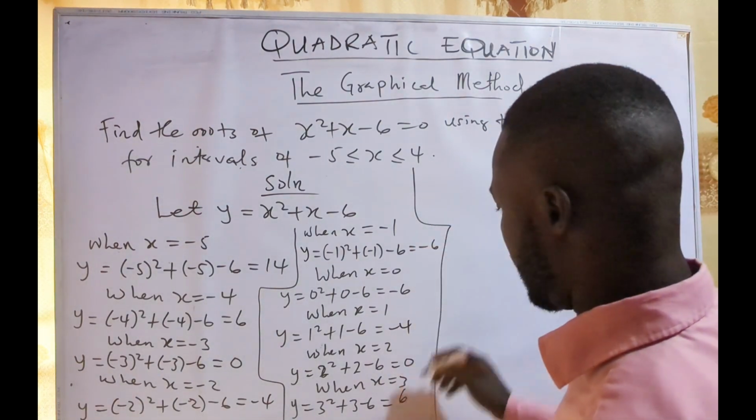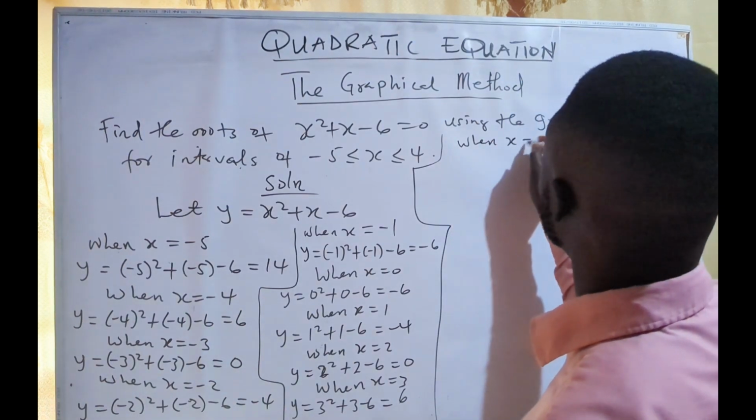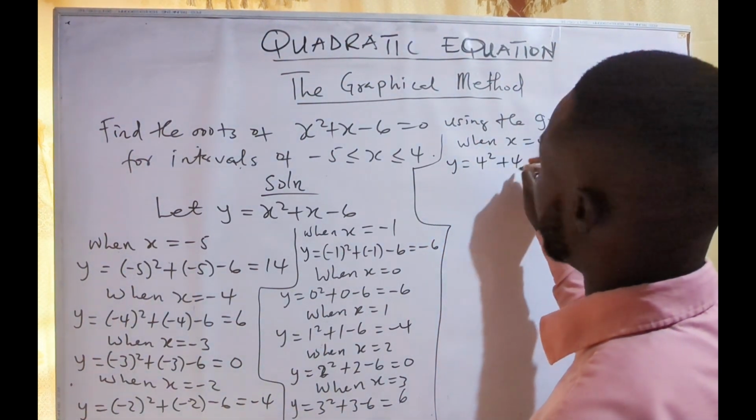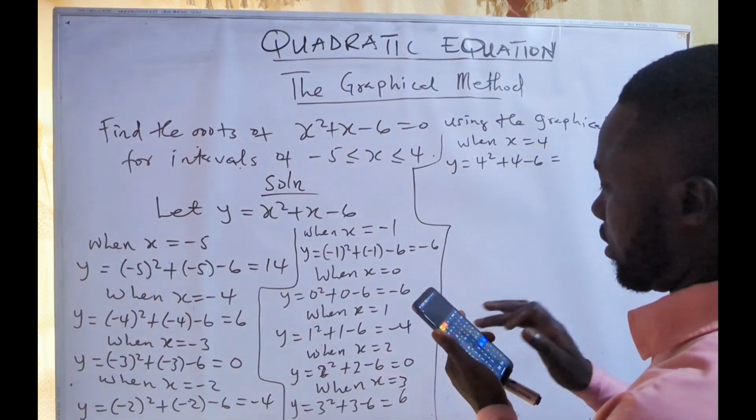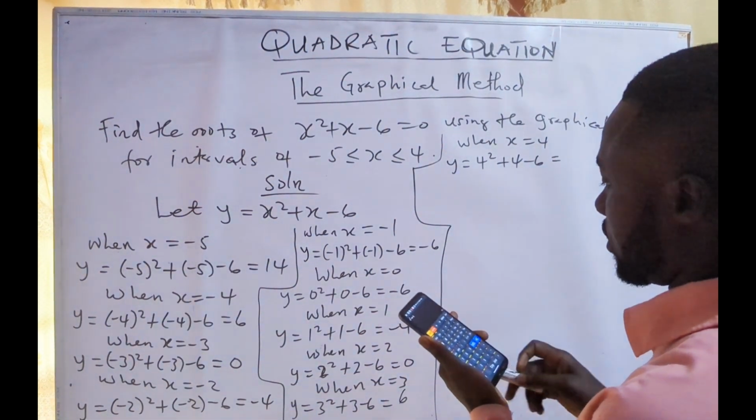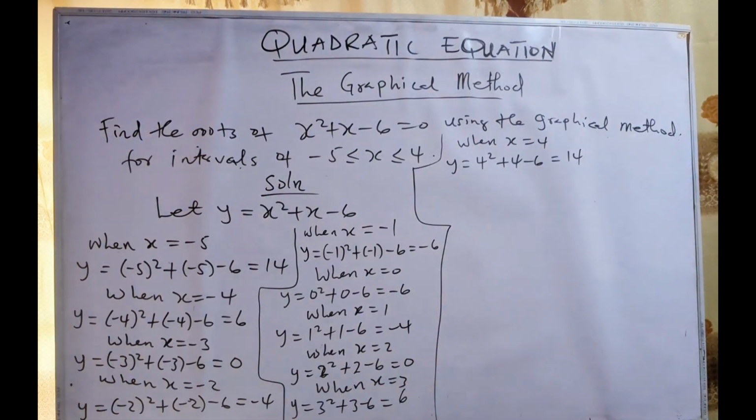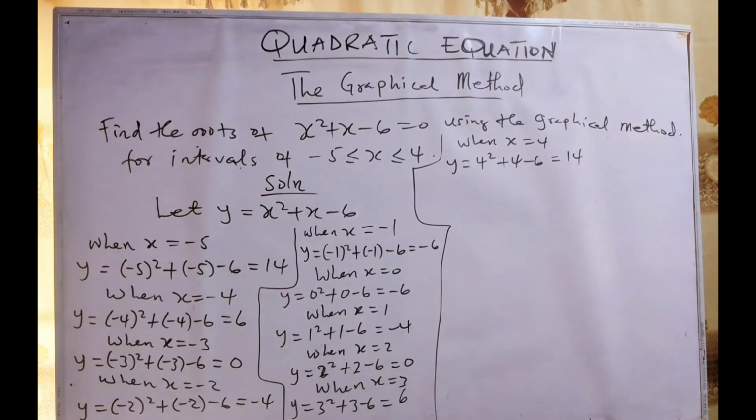We are not done. We are left with the last one. When x is equal to 4, y will be equal to what? 4 squared plus 4 minus 6. That will give us 14. So our y is going to give us 14. Okay, so we have been able to get the values of x and the values of y. All right, we have the x and the y.